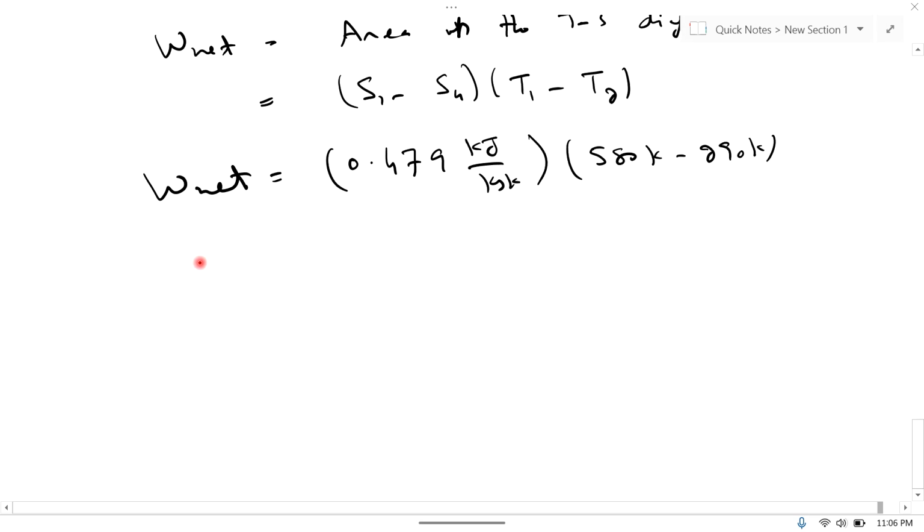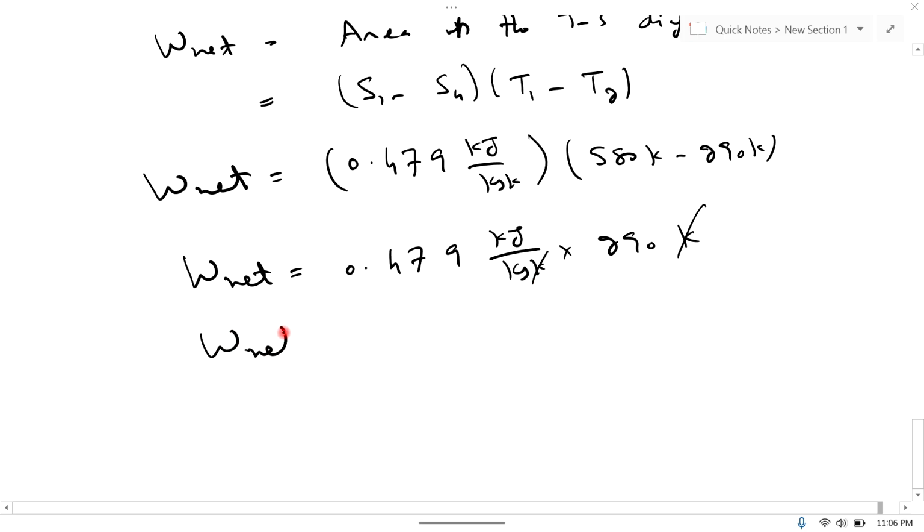So net work is equal to 0.479 kilojoule per kilogram per Kelvin, and this is 290 Kelvin. So this Kelvin will be cancelled with this Kelvin. So net work is equal to 0.479 multiplied by 290, which is 138.91 kilojoule per kilogram. This is net work.